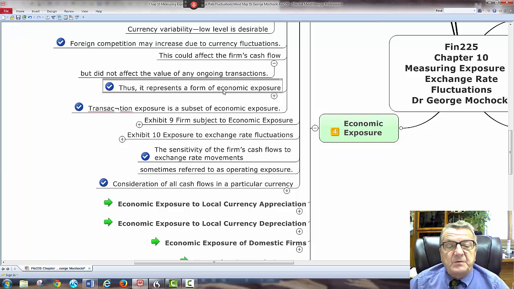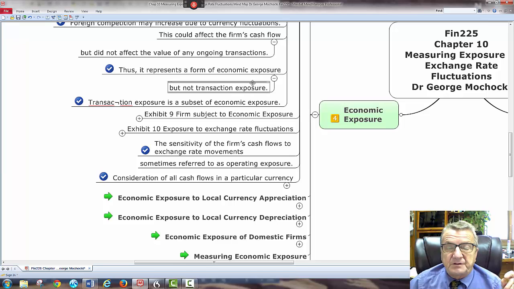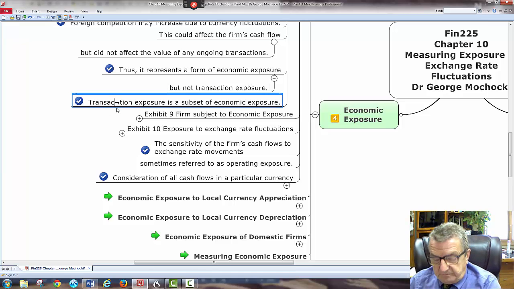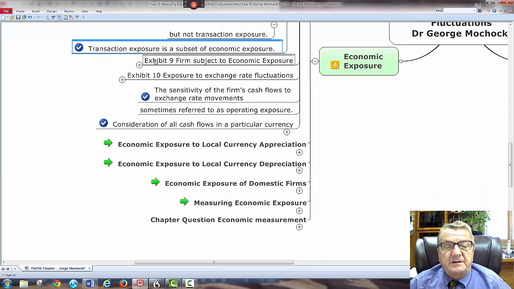Okay. Thus, it represents a form of economic exposure, but not translation exposure. Okay, this is economic, not translation. But remember, translation is a subset of the economic, and indirectly, we're looking at it as an independent entity. Okay, transaction exposure is a subset of economic exposure. Well, I jumped ahead of that.